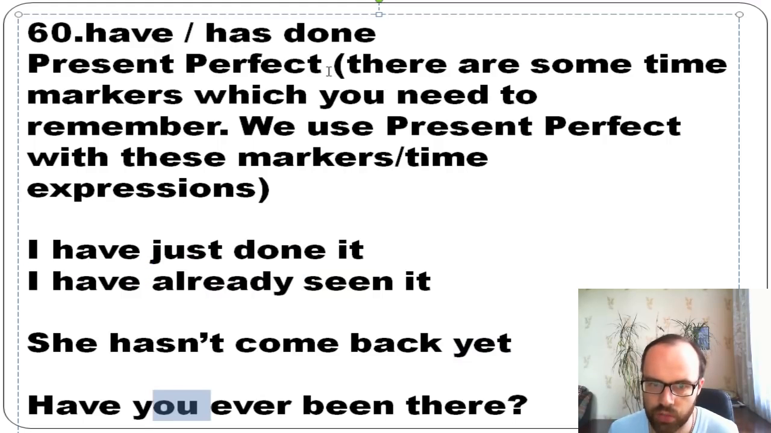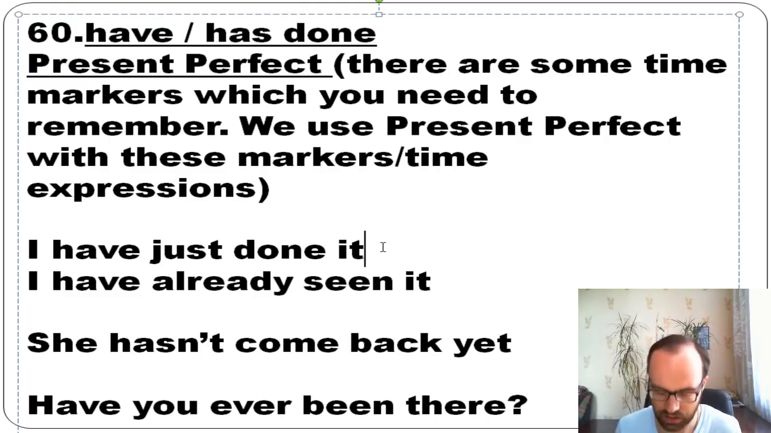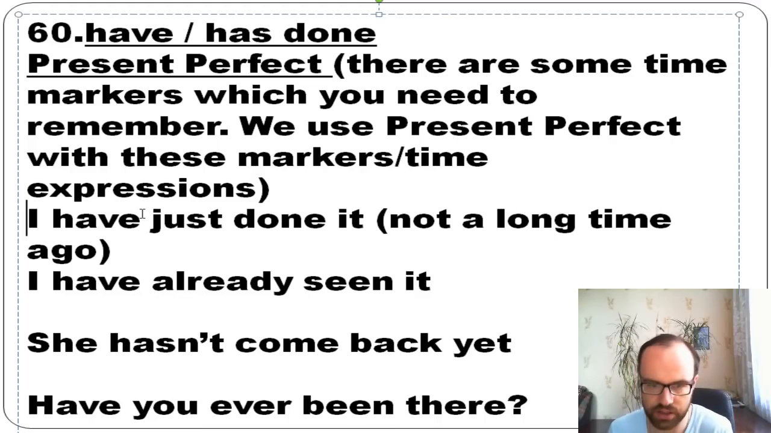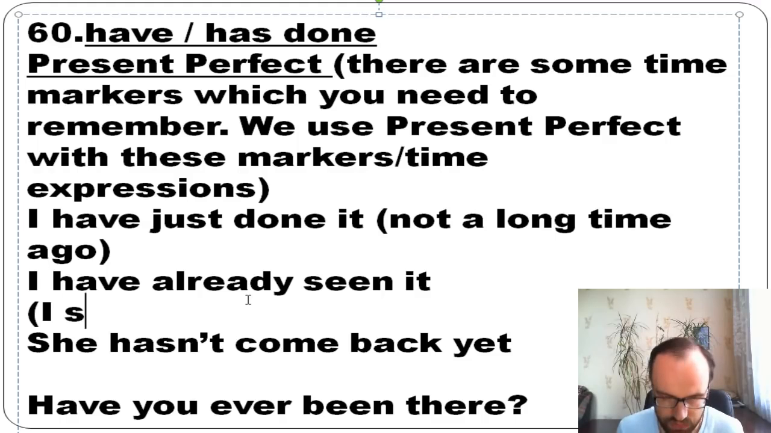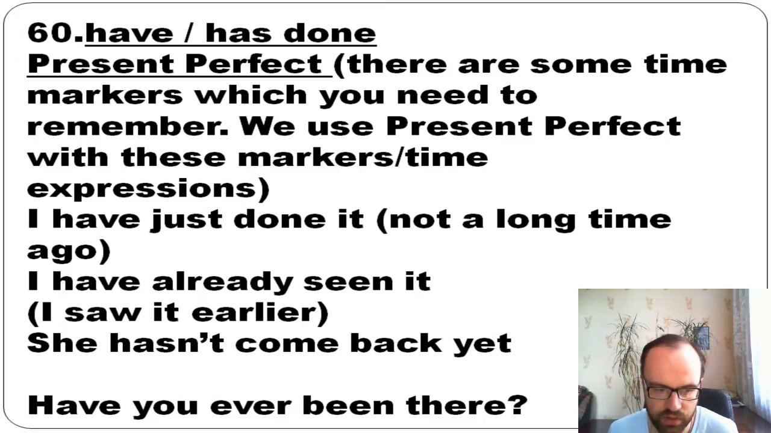And the structure of present perfect is have, has plus done. I have just done it. It means not a long time ago. I have already seen it. It means that I saw it earlier. She hasn't come back yet. We put it at the end of the sentence. And ever, we use it in questions. Have you ever been there?